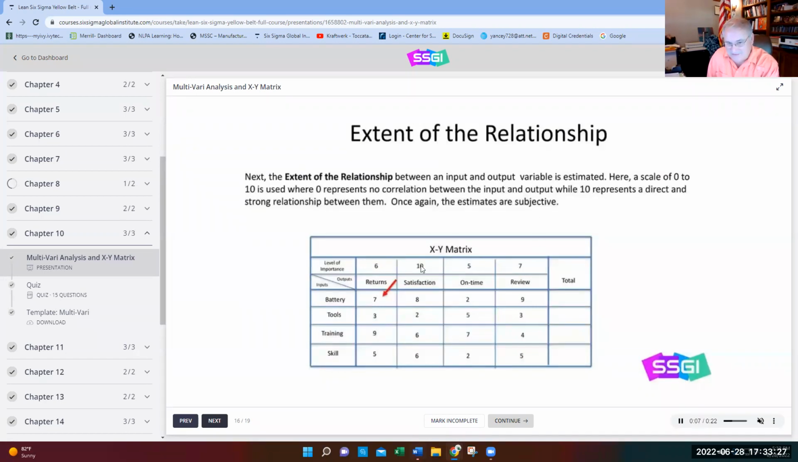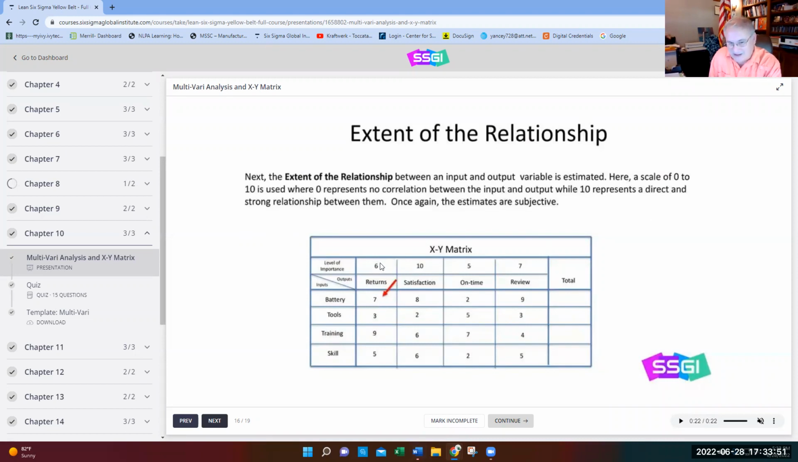So across the top, these levels of importance are all based on what the manager or the person trying to do the improvement sets as priorities. So it's all subjective. And then when we look at the correlation of the input to the output, a 10 is a direct, strong correlation, and a 1 has nothing to do with it.